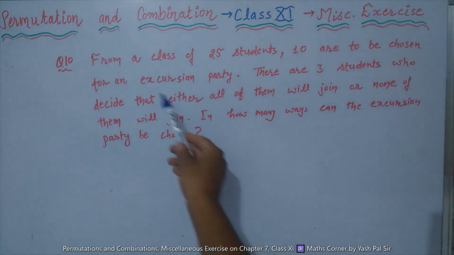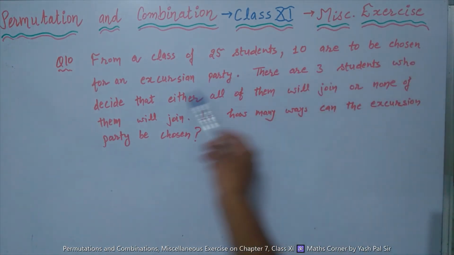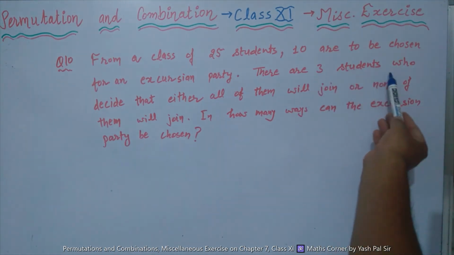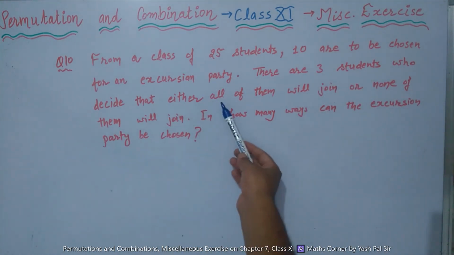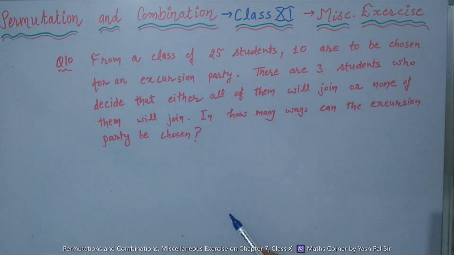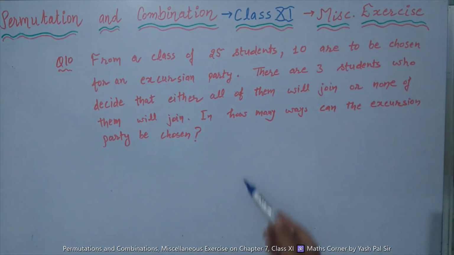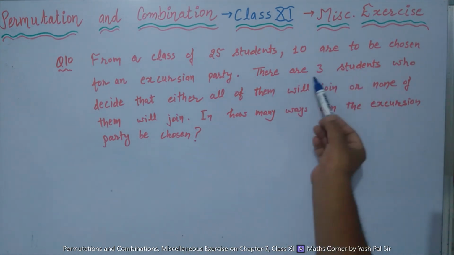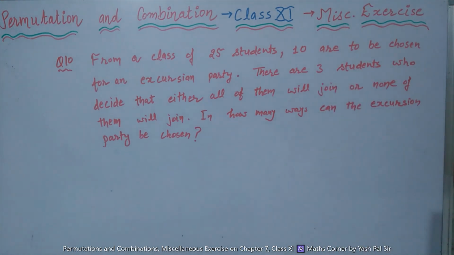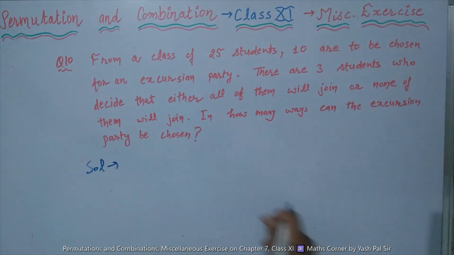Question number 10 is, from a class of 25 students, 10 are to be chosen for an excursion party. There are 3 students who decide that either all of them will join or none of them will join. In how many ways can the excursion party be chosen? So here these are the 3 students, we may call them the friends. Now let us see how the excursion party will be chosen.